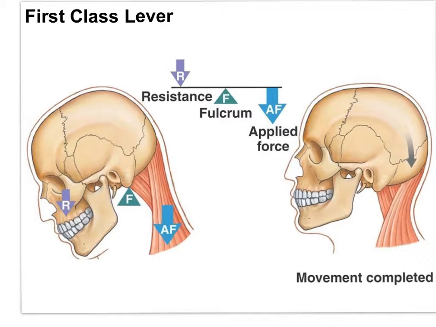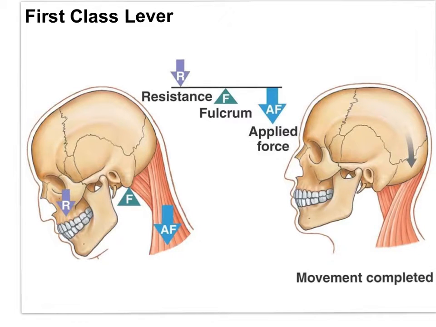Now, levers are defined by the position of the applied force, the fulcrum, which is where a joint would be located, where bones are articulated together, and the resistance force, or the weight that must be lifted as part of a movement. This is an example of a first-class lever, just like a seesaw, as the applied force is located here on one side of the fulcrum, while the resistance force is on the other side of the fulcrum.